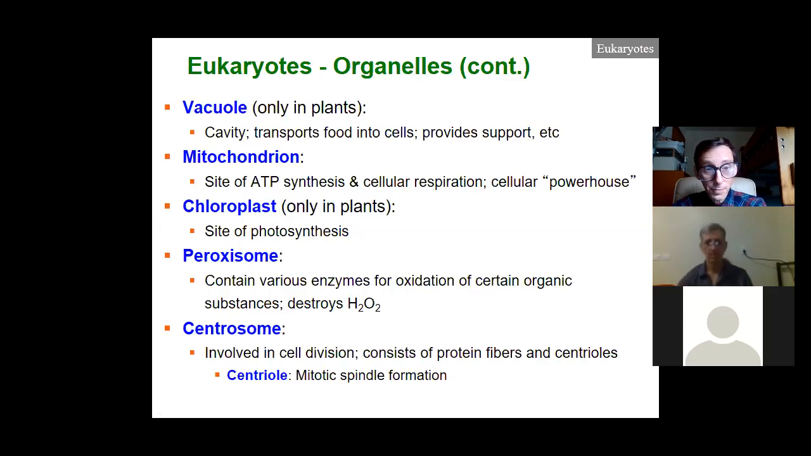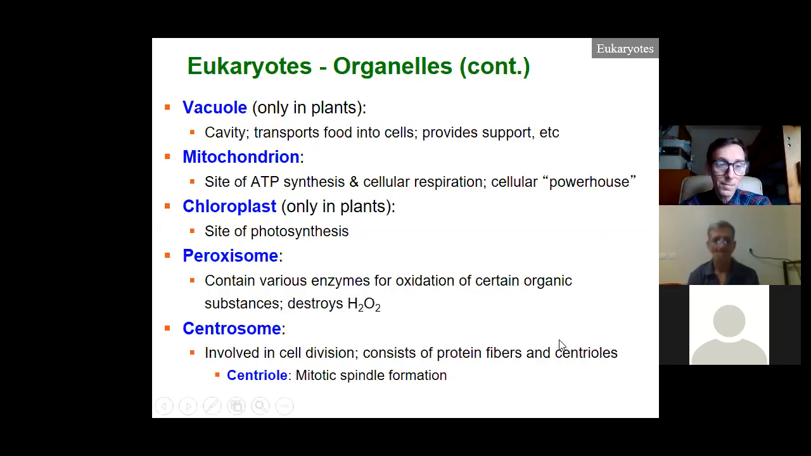When you look at peroxisomes, they look very similar to vesicles and vacuoles. Under the electron microscope, unless there's a special stain, you can't tell them from vesicles or vacuoles. But they have a different function from vesicles and vacuoles. Any question about that?